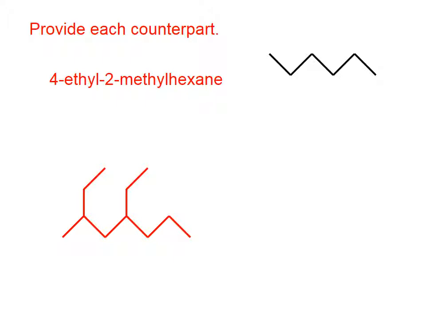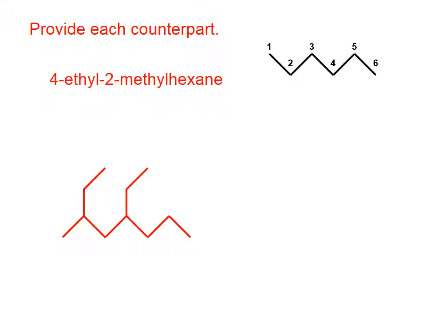I can number them from whatever side I choose. I'll number from the left. Whenever you're drawing these, you aren't going to write the numbers out, but I'm just writing the numbers in there so that you can see what we're doing. Now what we need to do is we need to add an ethyl group connected to carbon number 4.